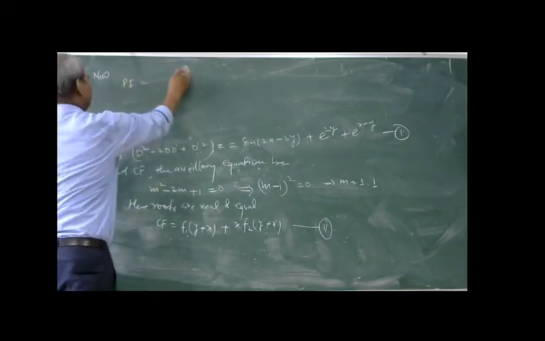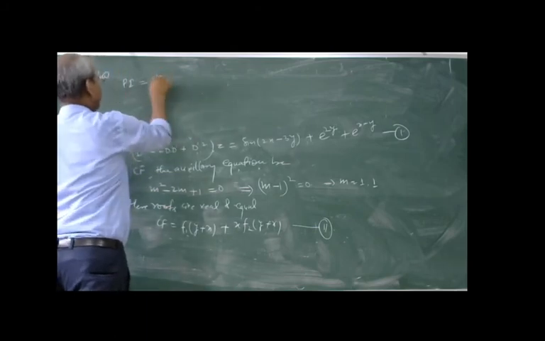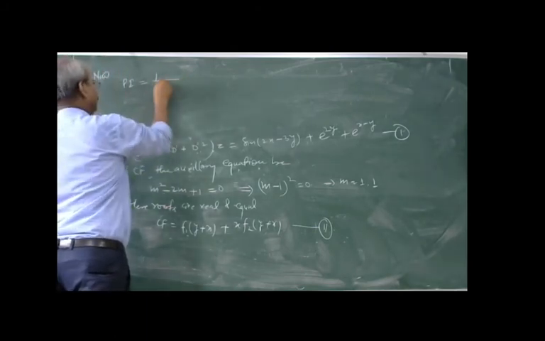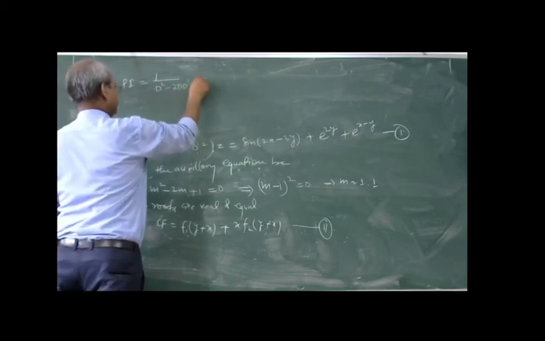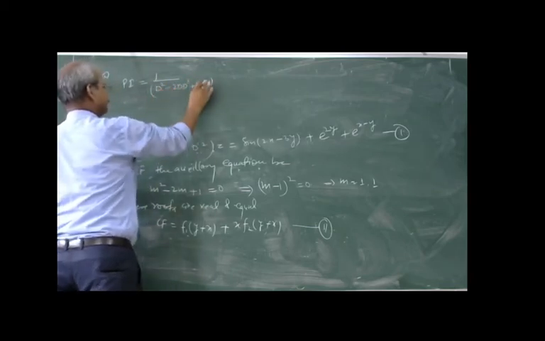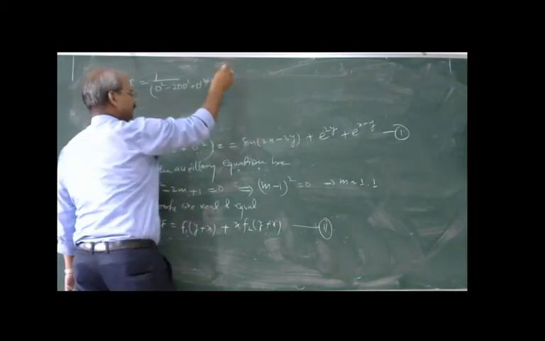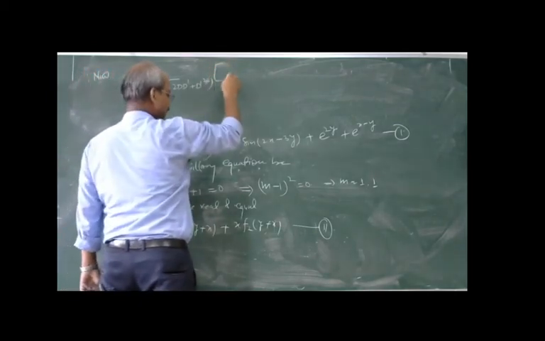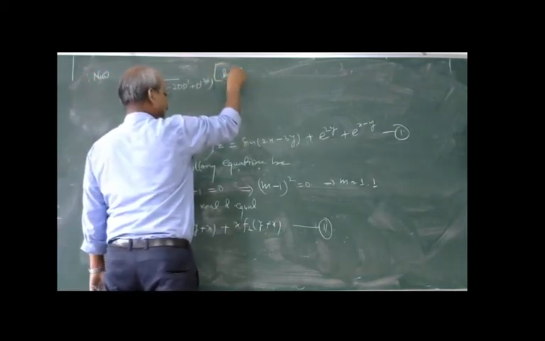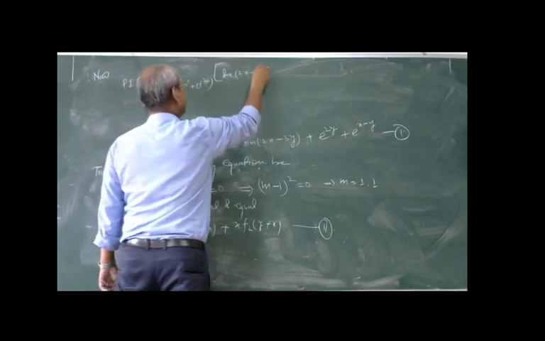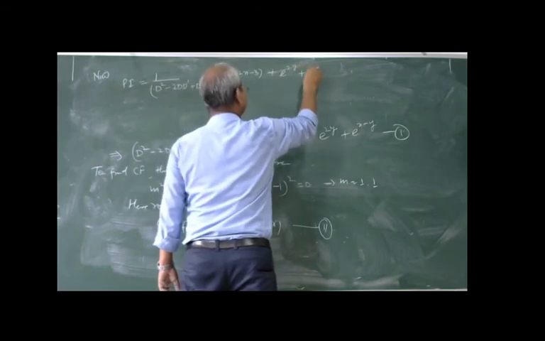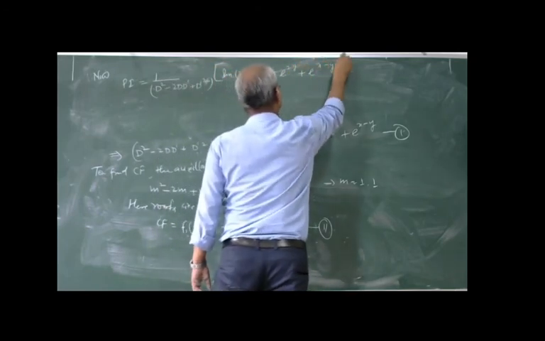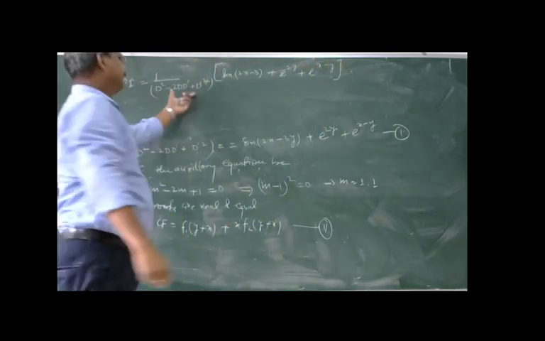Now the particular integral equals 1 upon D square minus 2DD' minus D' square, acting on the bracket: 2x minus 3y plus e to the power 2y plus e to the power x minus y. Use the bracket like this.